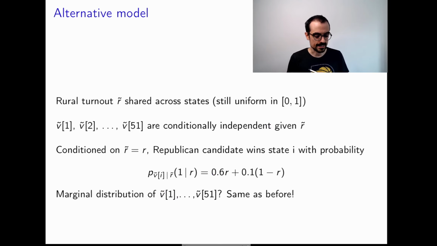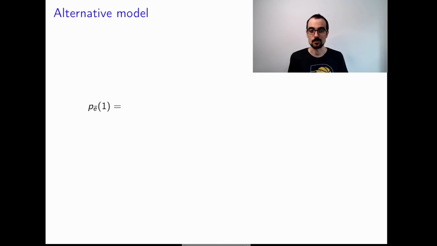Again, I should have flipped this slide before. Realize that the marginal distribution, so the probability of them winning each individual state, is still exactly the same. The difference is going to be the outcome of the whole election. To see why, let's compute the probability that the Republican candidate wins the whole election. For that, we look at the conditional given the rural turnout, and we integrate against the marginal of the rural turnout.